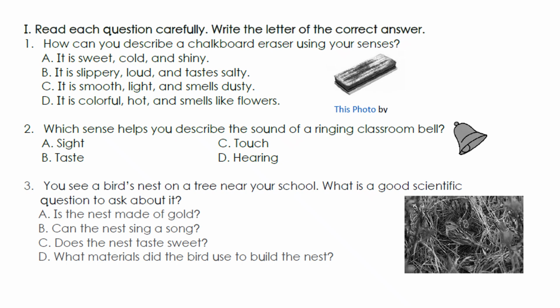Read each question carefully. Write the letter of the correct answer. Number 1. How can you describe a chalkboard eraser using your senses? A. It is sweet, cold, and shiny. B. It is slippery, loud, and tastes salty. C. It is smooth, light, and smell dusty. D. It is colorful, hot, and smell like flowers. What is your answer, kids? Correct answer is letter C. Good job, kids.